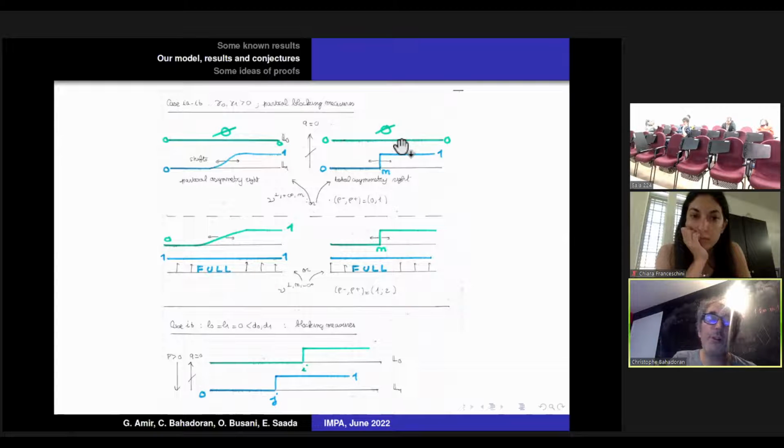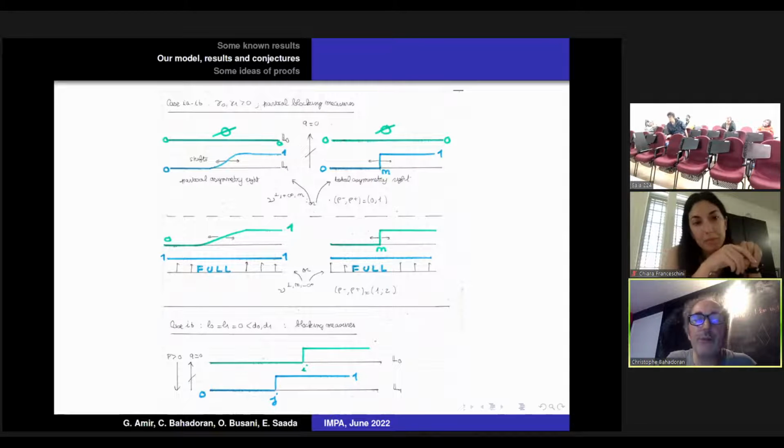with one lane empty, and these are the possible partial blocking measures with one lane full and the other one carrying a blocking measure. And in the case of two totally asymmetric TASEPs, these are the two independently located shocks. Okay.